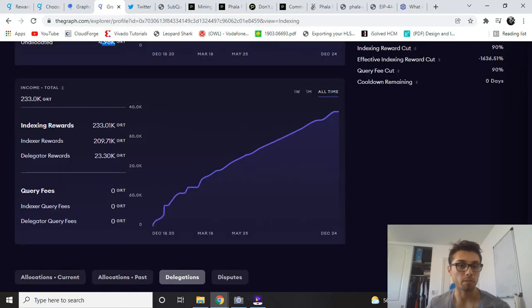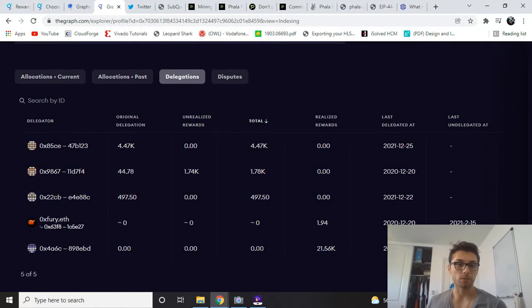Then you can see their all-time indexer rewards. This person has received 233,000 indexing rewards, sorry, 203,000. This is split between the indexer and the delegator. The delegators have earned 23,000 GRT, the indexer 209,000, for a total of 233,000. Then you can see the current delegators delegating to this indexer and how much they have delegated. This person has delegated the most, basically 4.5 thousand GRT. You can see their unrealized rewards, how much they've earned total, when they last delegated, and when they last undelegated.